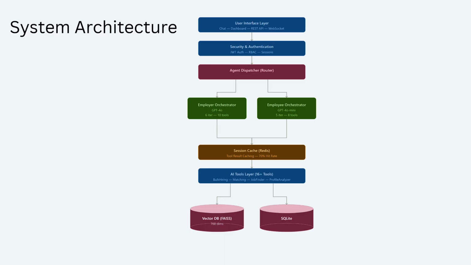At the core, we use a dual agent architecture: a powerful agent for employers to handle complex workflows like bulk hiring, and a light agent for employees to handle simple queries like job search. This helps us balance performance and cost.